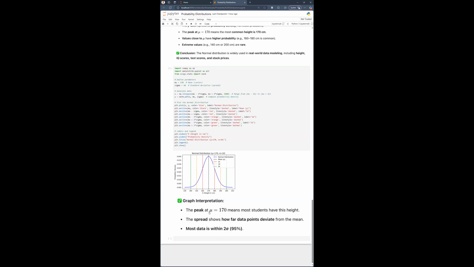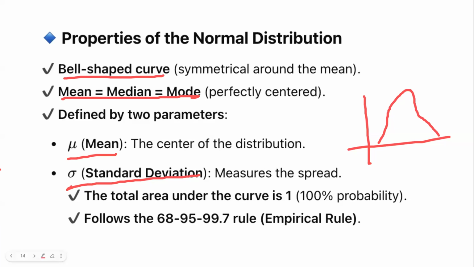So now you guys understood how spread is helping us to determine the distribution. The spread shows how far the data points deviate from the mean. Most data is within two standard deviations, that is the 95% data. Any doubt here? In the interest of time, I'm assuming you don't have any doubt, but please stop me and write it in chat if you have any doubt.